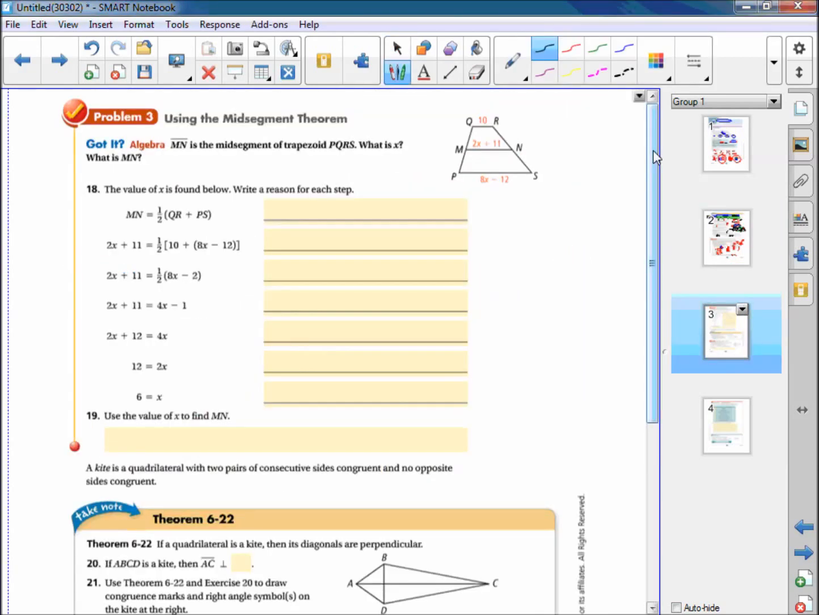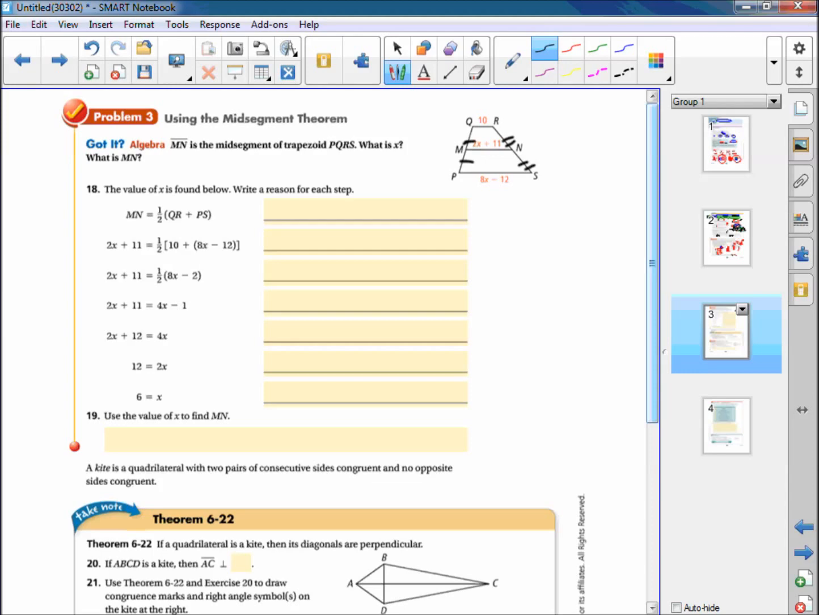Okay, in problem number 3, we have using the mid-segment theorem. So this is a got it problem. So we have some algebra in this one. So we have MN is the mid-segment of PQRS. Okay, so mid-segment means we're going to have this is equal and this is equal. Okay, so it cuts the two sides in between into congruent parts. Okay, so what is the value of x?